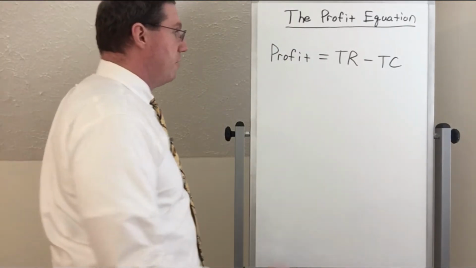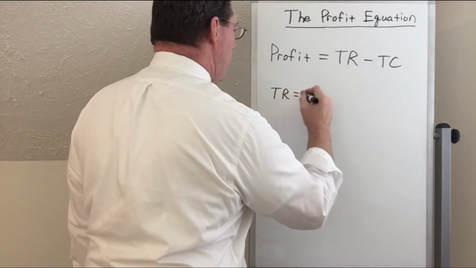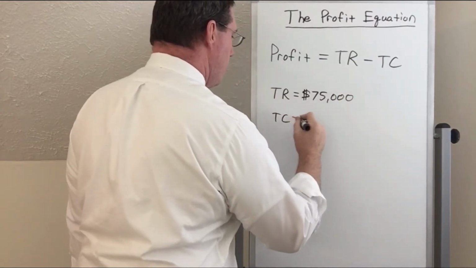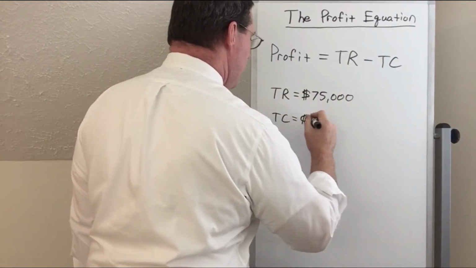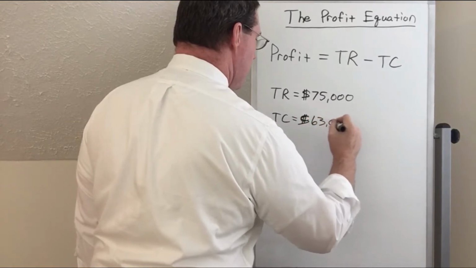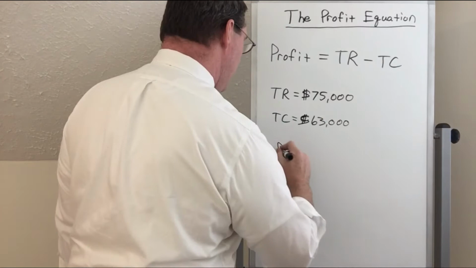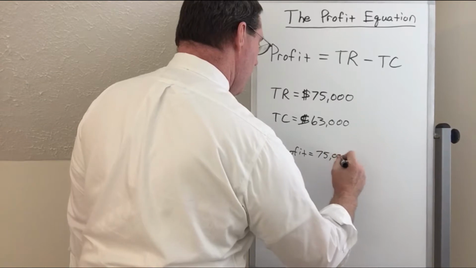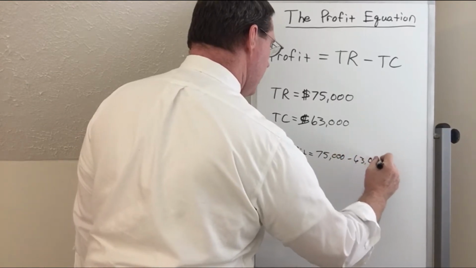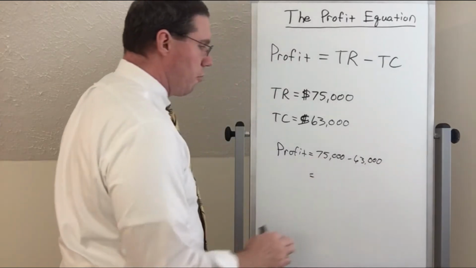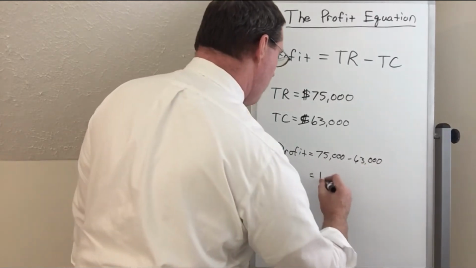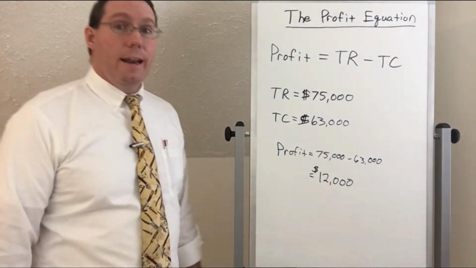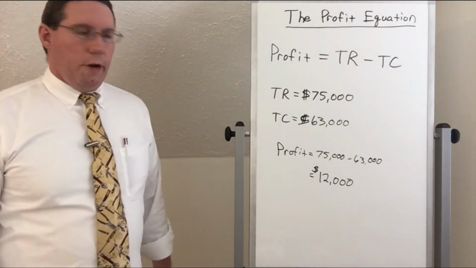And so, very simply, what if I told you that a firm earned total revenue of $75,000 and they incurred total costs of $63,000, okay? Well, their profit then would be equal to 75,000 minus 63,000. Probably don't even need a calculator for that. So this company earned profit 75,000 minus 63,000, that's $12,000. So this company earned $12,000. All right, if you can do that, you are off to a very good start. Now we're going to make it a little more interesting.